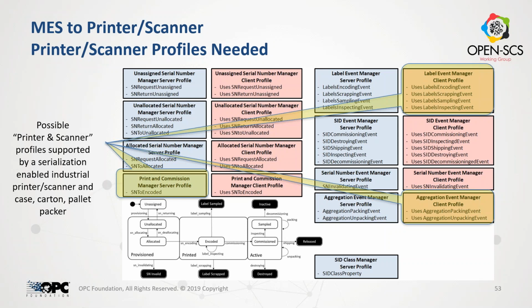So me, as an equipment vendor, would say, okay, given all of these profiles, the only ones I really need to support are three profiles. So I would create the print and commission server profile, which is a part of the pool management profile, and I would be event clients, and that's all I have to do. So if I go to the OPC UA certification lab, I would say, these are the three profiles, test and make sure that I am doing these correctly.